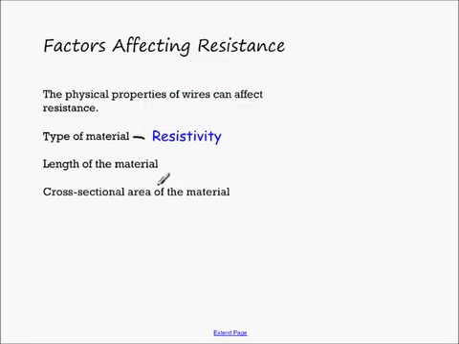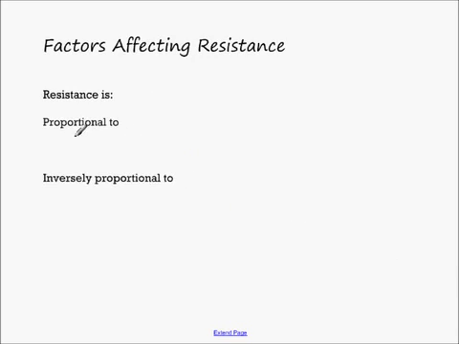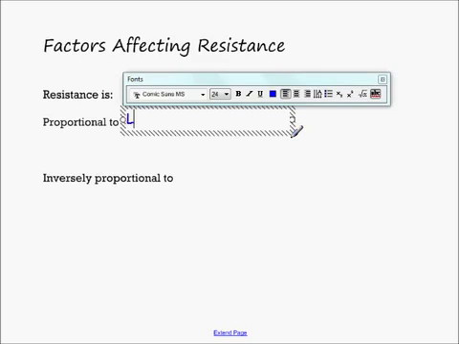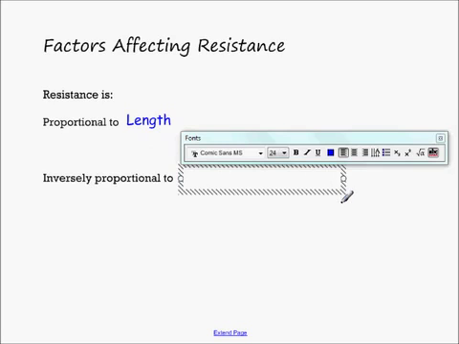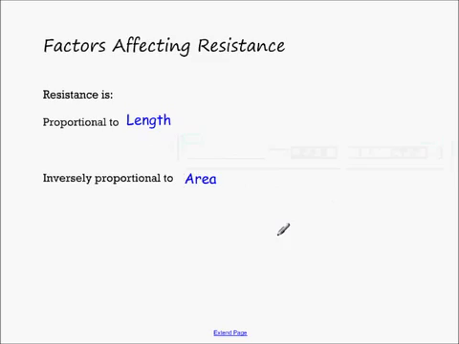Okay. So when you change the type of material, it's going to change the actual resistance of it, and we call it the resistivity. Change the length of a material, it's going to change the resistance, and also the cross-sectional area of the material. So resistance is proportional to length. So if you increase the length, you increase the resistance. Okay, so directly proportional. It is inversely proportional to area, the cross-sectional area.